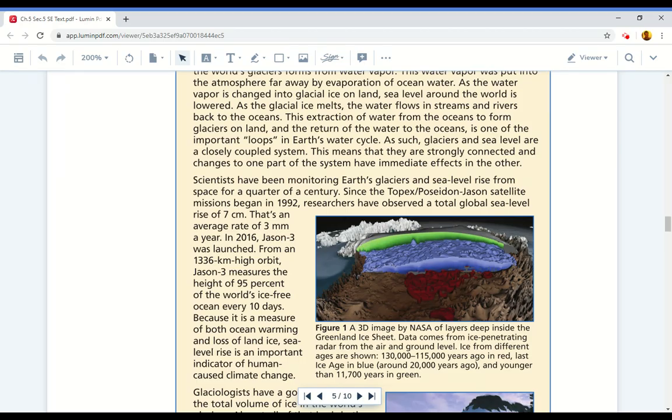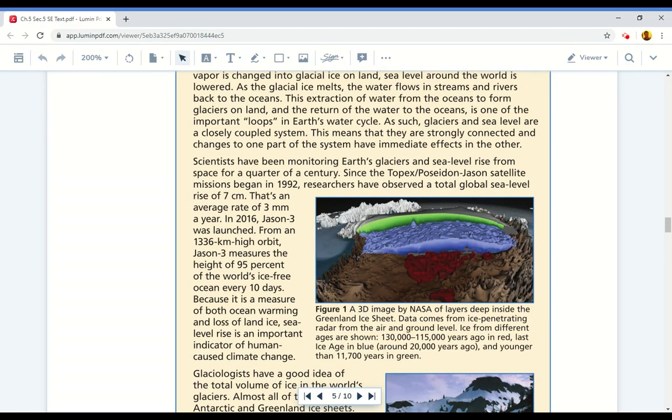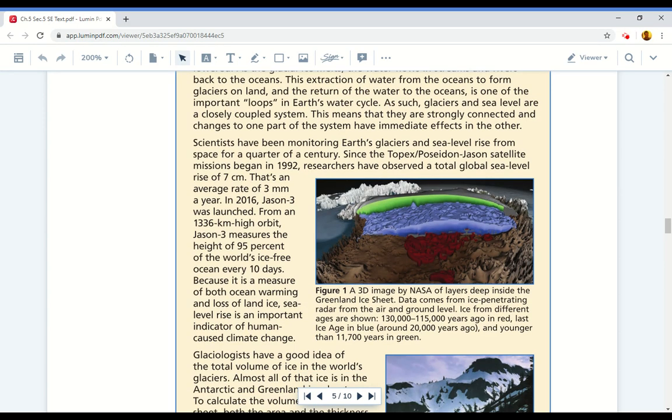As the water vapor is changed into glacial ice on land, sea level around the world is lowered. As the glacial ice melts, the water flows in streams and rivers back to the oceans. This extraction of water from the oceans to form glaciers on land and the return of water to the oceans is one of the important loops in the Earth's water cycle.